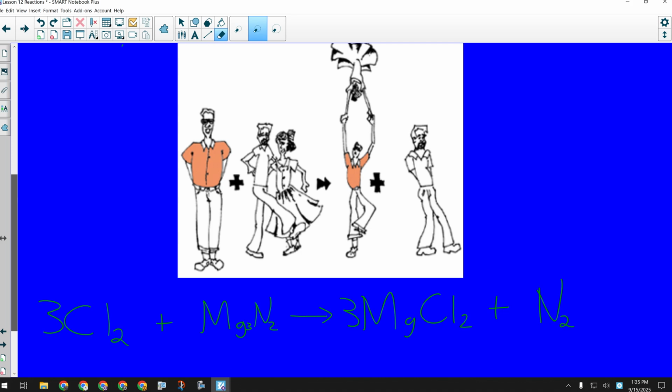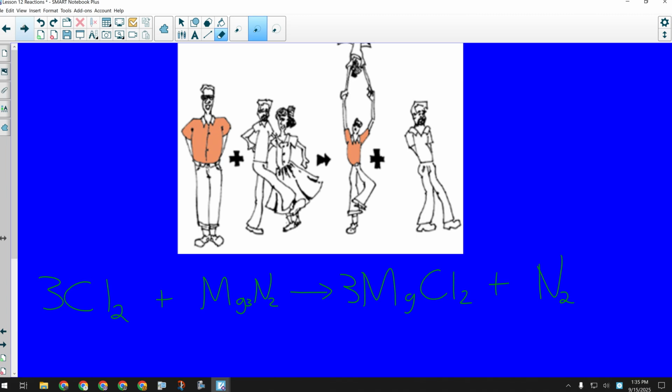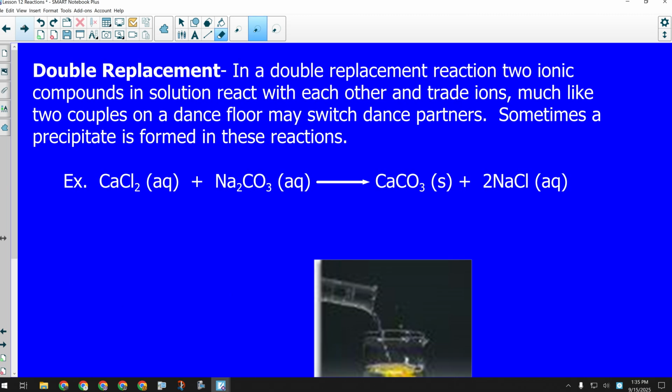Last reaction type. Double replacement. I'll give you a minute to write that down, as well as the example, and then we'll talk about it.